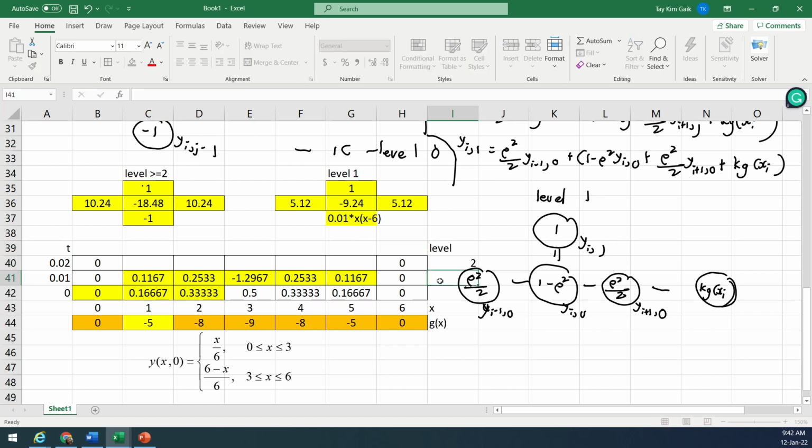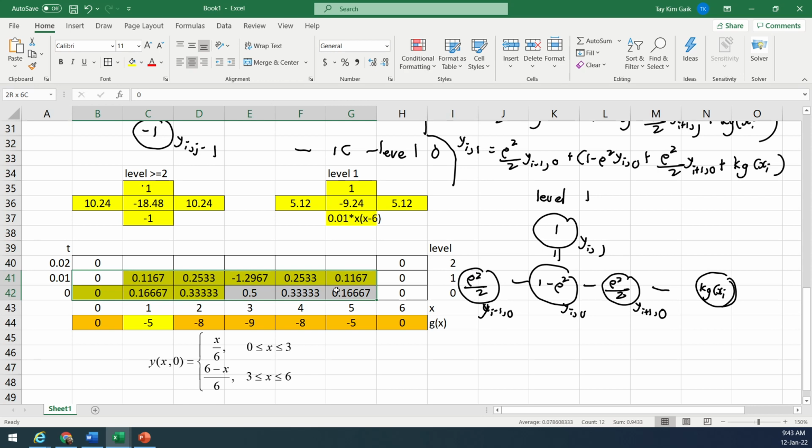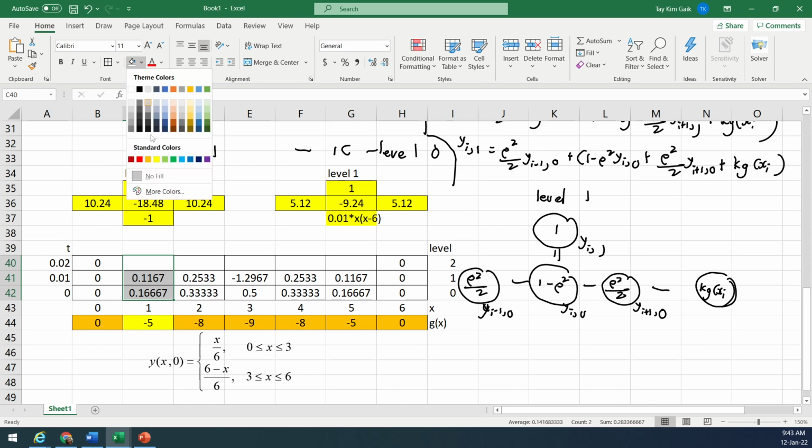So this is level 2, this is level 1, and this is level 0. Level 0 is the initial condition, level 1 uses the 2-level scheme, and level 2 uses the 3-level scheme. Lastly, to calculate level 2 onward, use the 3-level scheme, like here.